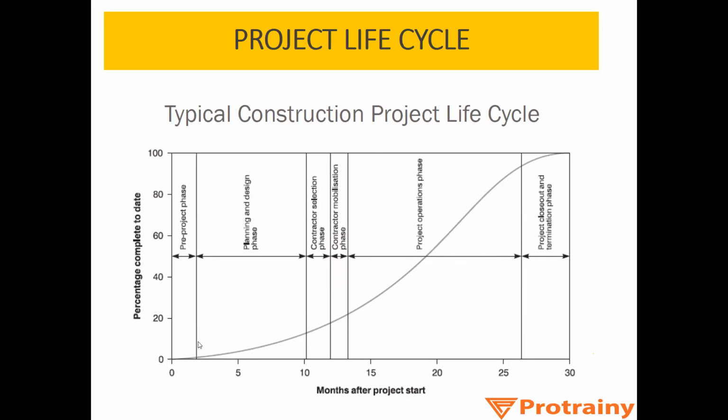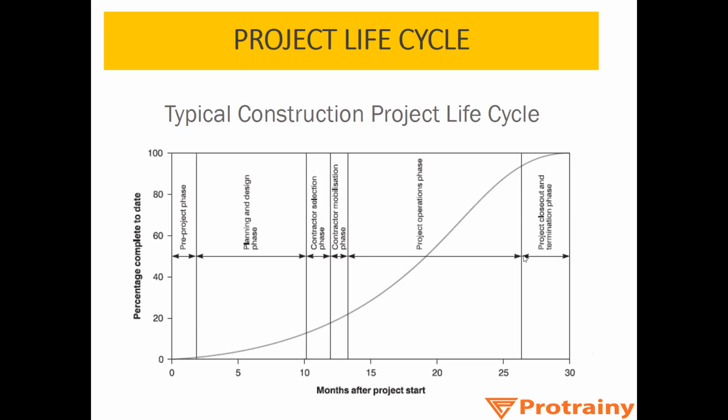So here is a graph, percentage complete to date against the months after project start. Here you can see 0 to 2 months, this is the pre-project phase. Then from 2 months till the 10th month of the project is the planning and design phase. Then from the 10th till the 11th, this is the contractor selection phase. Then the contractor mobilizes at site. It takes them 15 to 20 days to mobilize their machines, labor, engineers, everything at site once they receive the contract to work on a project. Then finally the project operation phase or construction phase, from this phase till the last day.